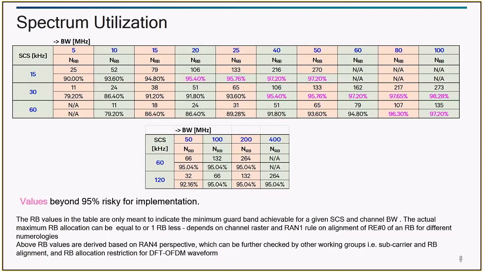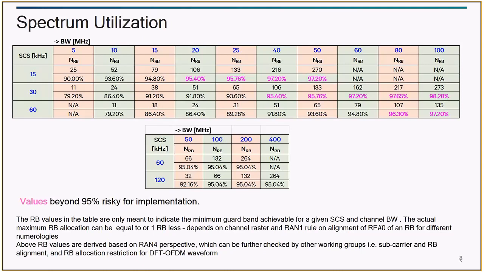So NR supports multiple carrier frequencies. For example, LTE only used to support 15 kilohertz RE, whereas NR supports 15, 30, 60, 120 and 240 kilohertz, where 15, 30 and 60 are for sub-6, and 60, 120, 240 are for millimeter wave.